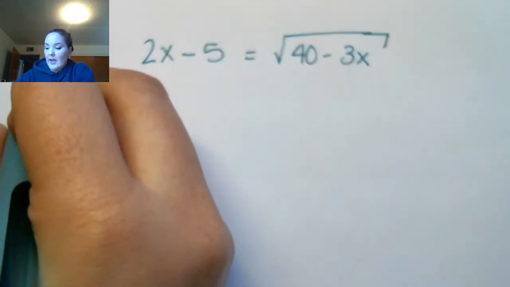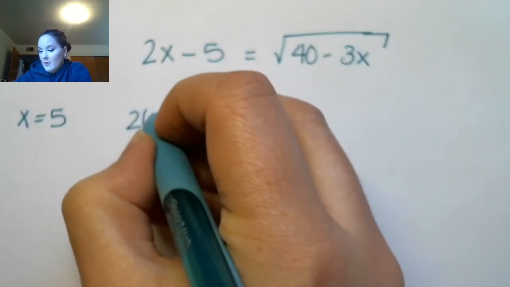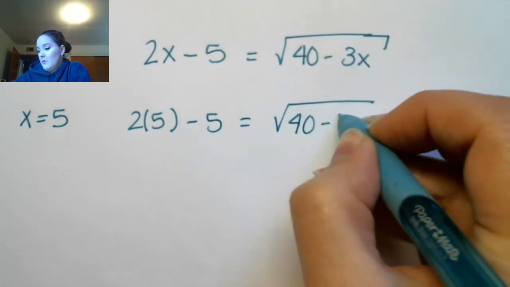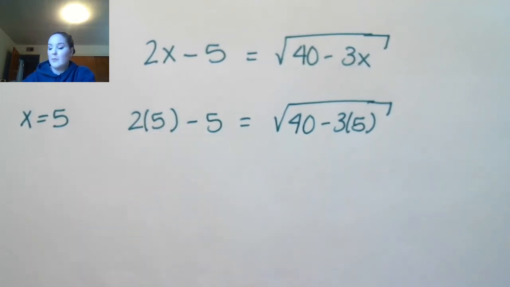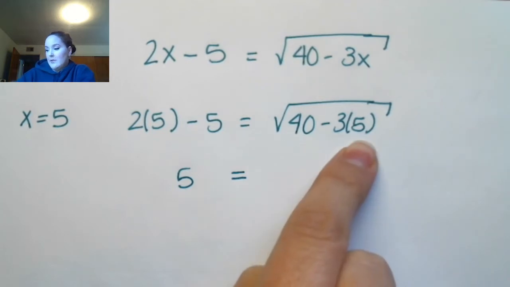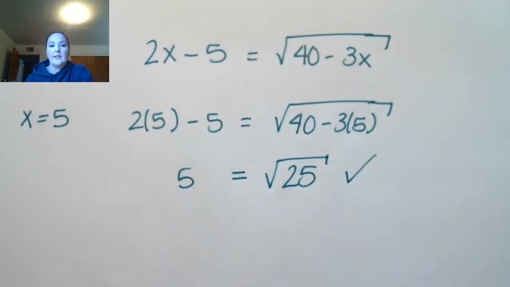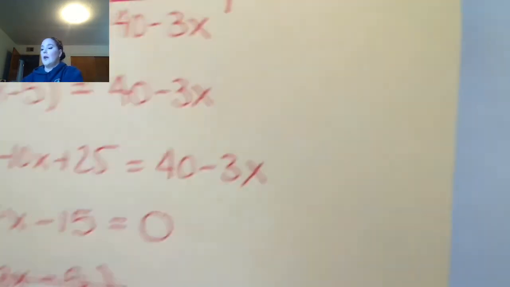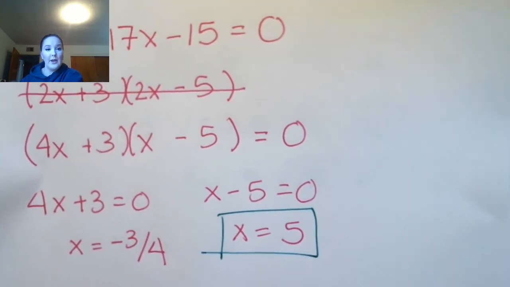We're going to check x equals 5. So I would plug in 5. 2 times 5 is 10, minus 5 is 5. 40 minus 15 is 25. So that's true. This is a real solution to our equation. I'm going to go ahead and circle this. This is really a solution to my equation.